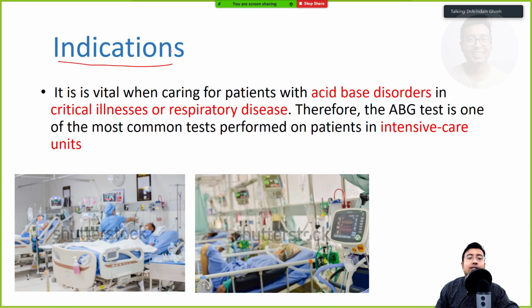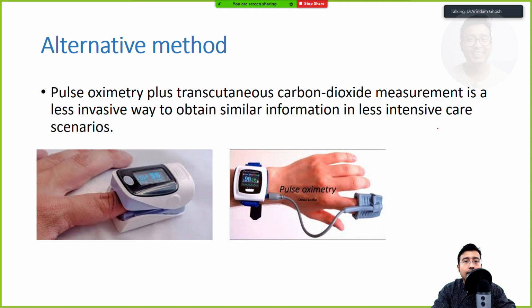An indication for ABG is generally any critical illness or respiratory disease, right? It is one of the most common tests performed in an ICU. Whenever a patient lands up in the ICU, of course the line for saline, etc. are being set up, and we attach cardiac monitors and ECG, everything. But the first thing we always do is an arterial tap. We get the ABGs done. So that is an indication.